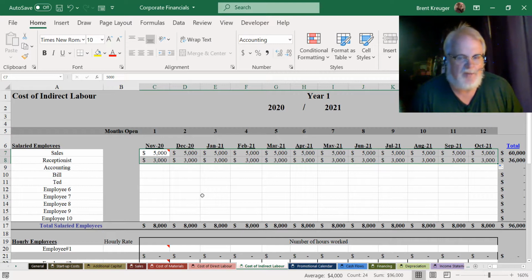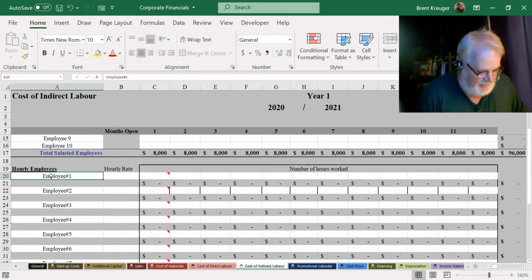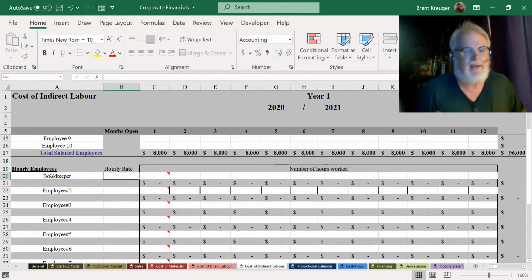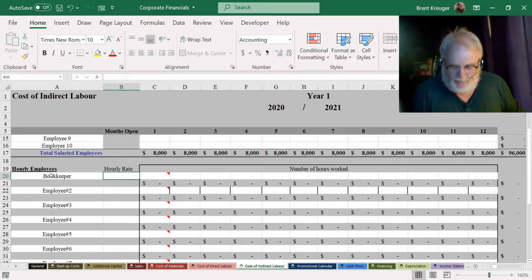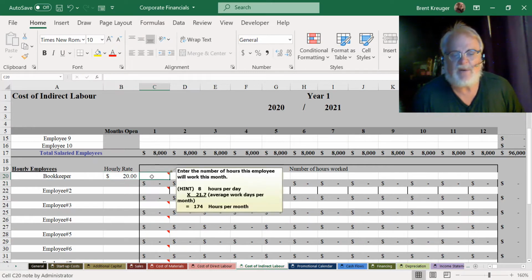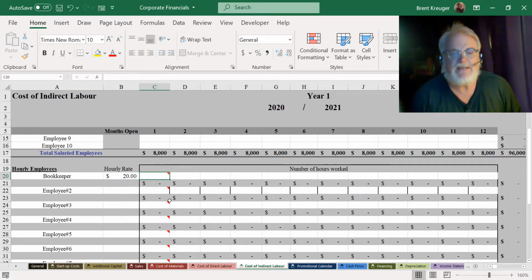The other way to do it would be by hour, and I'm just going to scroll down here a little bit, and I've got a whole bunch more employees. If I wanted, I can have the same type of stuff. I can say bookkeeper, and then I get to say what's the hourly rate, where the hourly rate on this might be $20 an hour. So here is where I simply put how many hours this employee is going to work each month. So I've rounded it up a little bit, 174 instead of 173.9, but same type of deal.